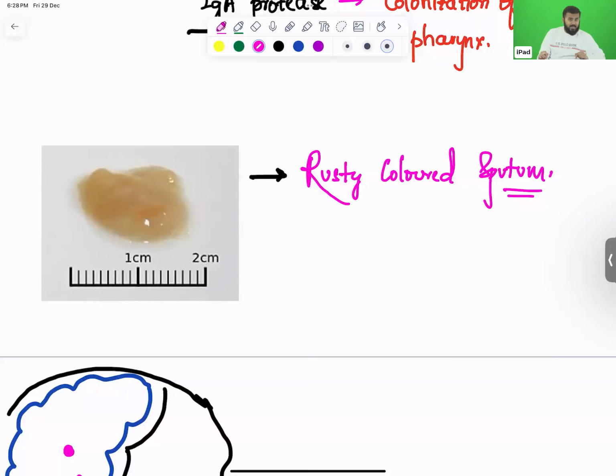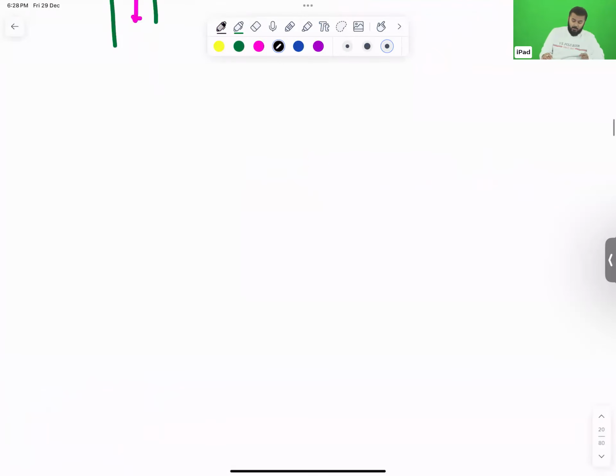What is the color of the sputum? Color of the sputum is red. Color of the sputum is colorless. Color of the sputum is rusty. Color of the sputum is green. These things you will study in medicine. I don't want to discuss in detail right now. But one thing I'm telling you, rusty colored sputum, you see in case of Streptococcus pneumonia. Just remember up to here. We don't want to deviate more into the medical part.